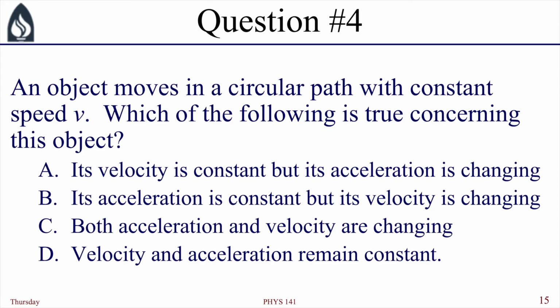So here is a question for you. Let's say there is an object which is moving in a circular path with a constant speed. Which of the following is true concerning this object? Is its velocity constant, but its acceleration changing? Is its acceleration constant, but velocity changing? Are both the acceleration and velocity changing, or are they constant?